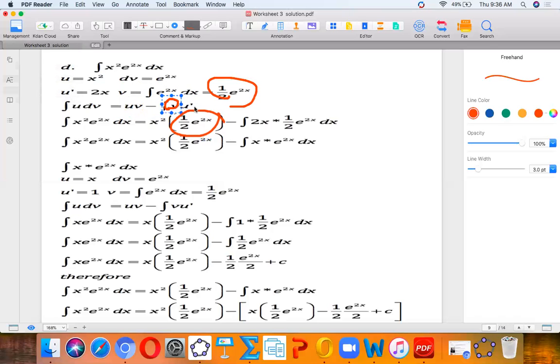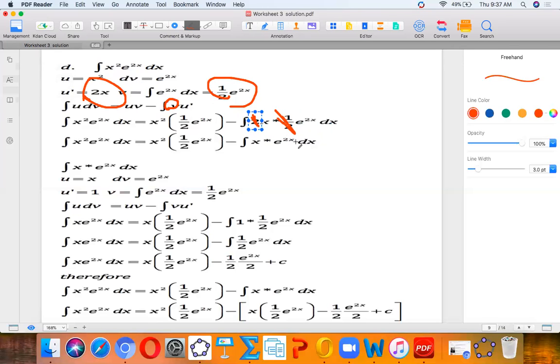V again, which is half e to the 2x. And my u prime is going to be 2x. This 2 and this half, we can simplify it. 2 times a half: 2 into 2 goes 1 time, so they cancel to give you 1. So what we're left with is just x times e to the 2x.